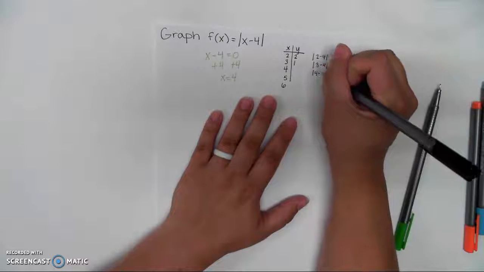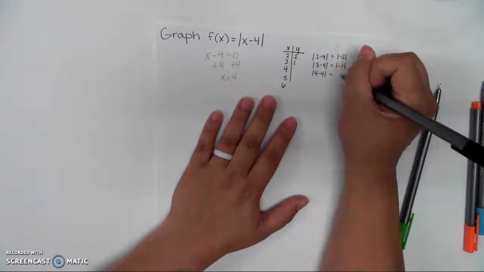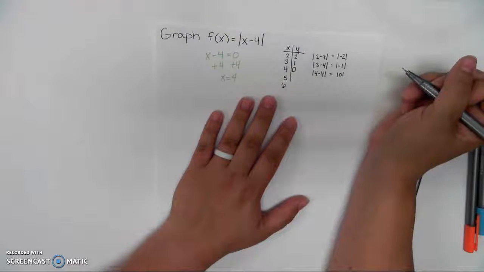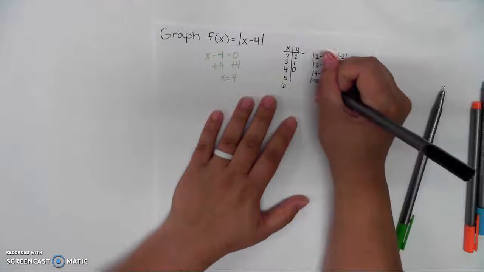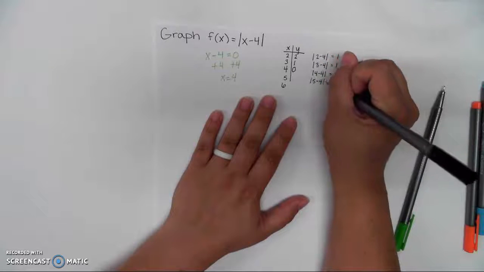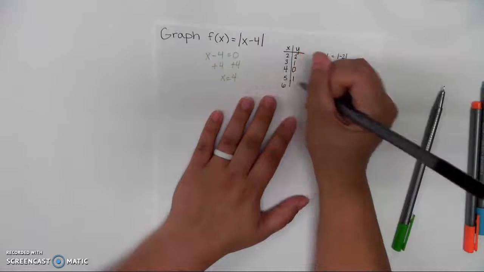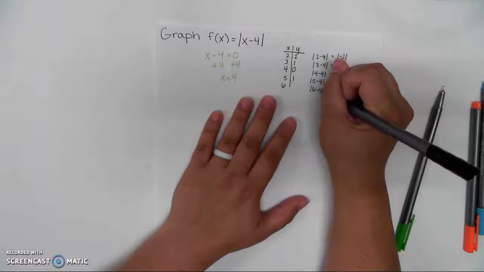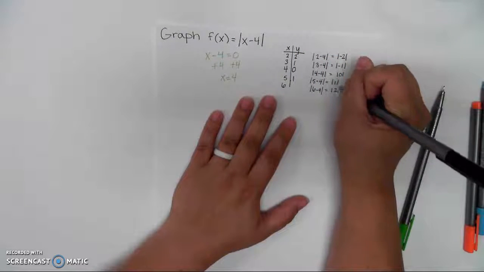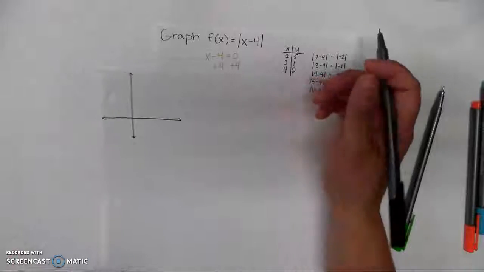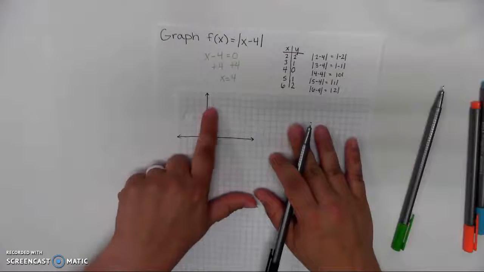The absolute value of 4 minus 4 is the absolute value of 0. The distance from 0 is 0. The absolute value of 5 minus 4 is the absolute value of 1, which is just 1. And the absolute value of 6 minus 4 is the absolute value of 2, which is 2. So now, on my graph, I'm going to plot these ordered pairs.